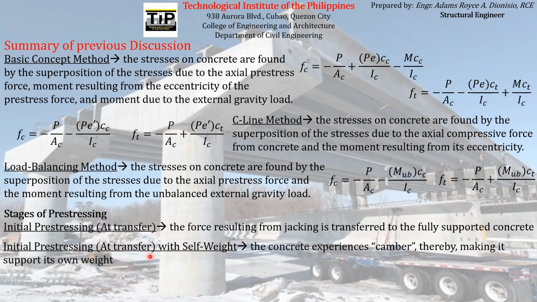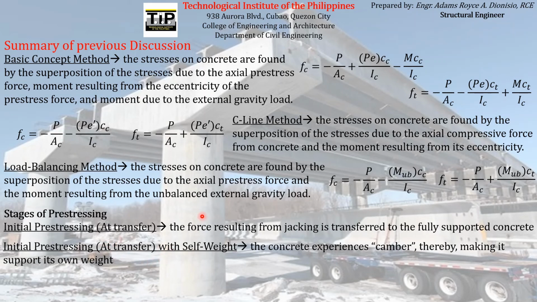After that, the next stage will occur, which is the initial prestressing at transfer with self-weight, wherein the concrete already experiences what we call camber, which is the bending upward of the concrete element that experiences the prestressing force transferred by the prestressing reinforcement. Because of that camber, the concrete element itself is forced to support its own weight. Since the concrete element now supports its own weight, it already experiences bending moments due to its own weight. That is what happens at this particular stage.